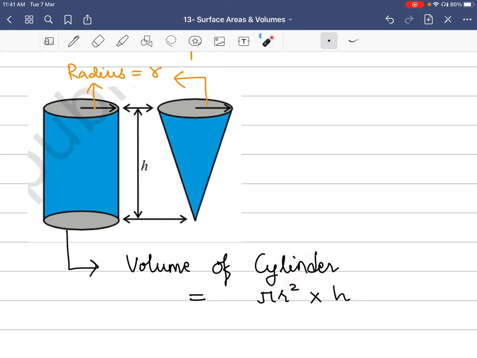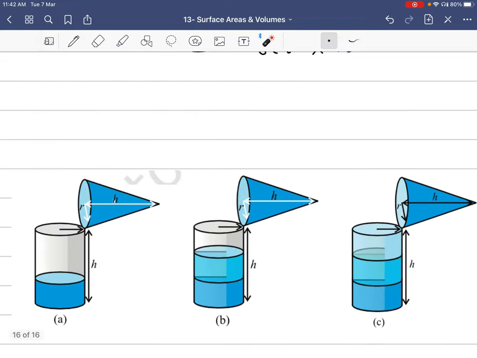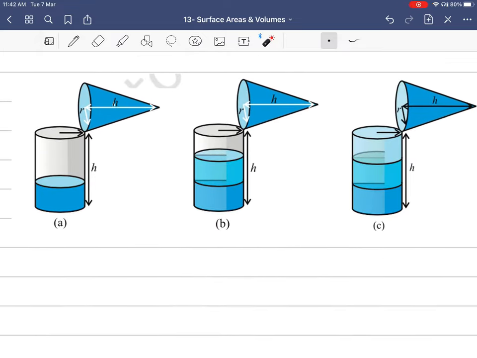Now we want to find the relationship between the volume of the cylinder and volume of the cone. We have taken both of these with the same radius and same height. Let's start filling the cone and pouring into the cylinder, and let's see what happens. As you can see, this is the first iteration. I poured the cone into the cylinder, it got filled till this point. Then second time I poured the cone into the cylinder, it got filled to this point. And then in the third iteration, when I put the water from the cone into the cylinder, it got exactly full.